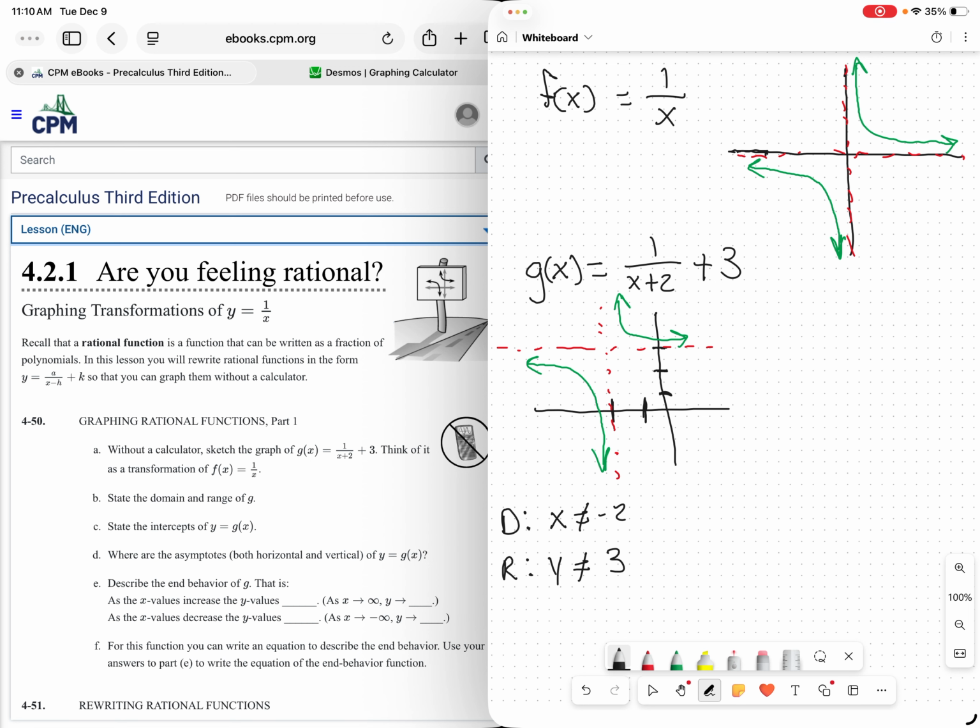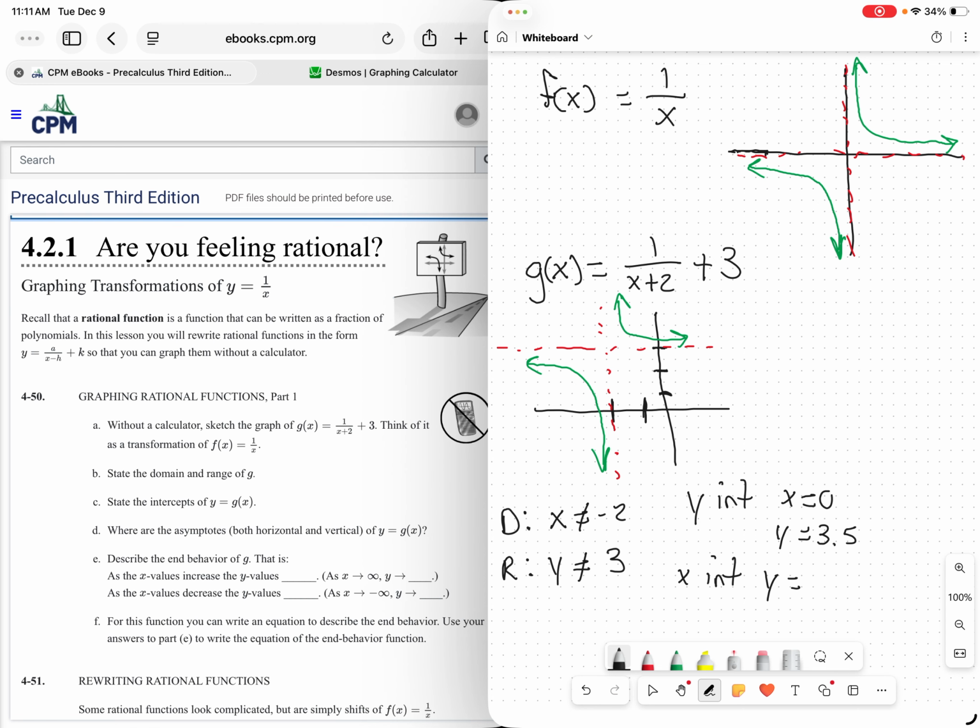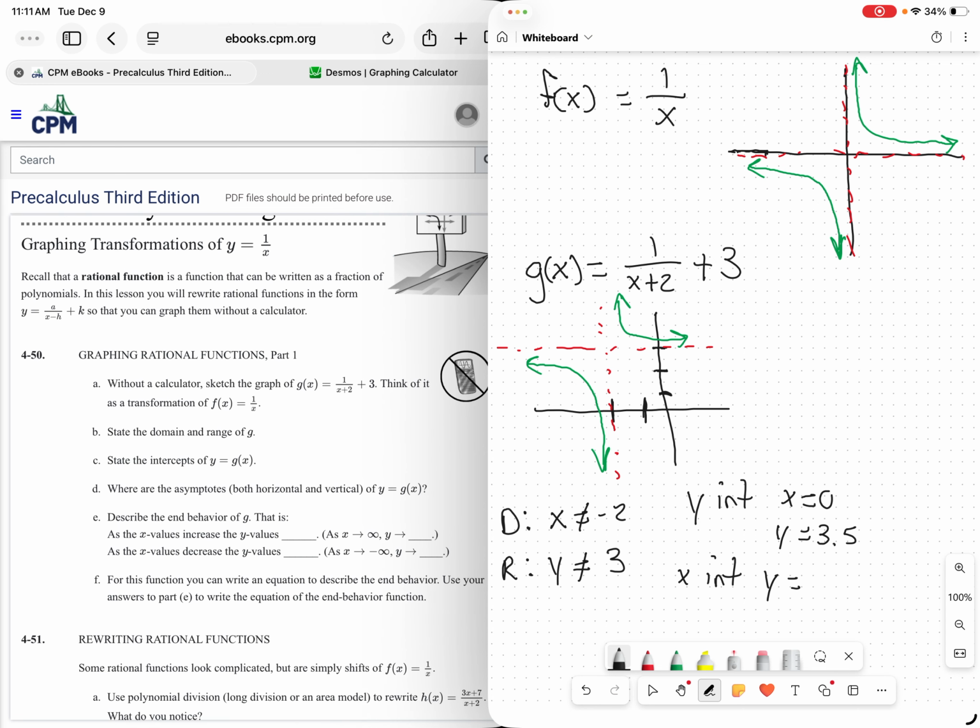Okay, state the intercepts of the graph. So again, the y-intercept is where x equals 0. So you're talking about 3 plus 1/2, so your y value would be 3.5. Right, your x-intercept is where y equals 0. So you would have to solve this, but it's not of huge importance there. So, where are the asymptotes? Well, again, the asymptotes are where the domain and range can't be. So we got y equals 3 and x equals -2 are our asymptotes, horizontal and vertical.